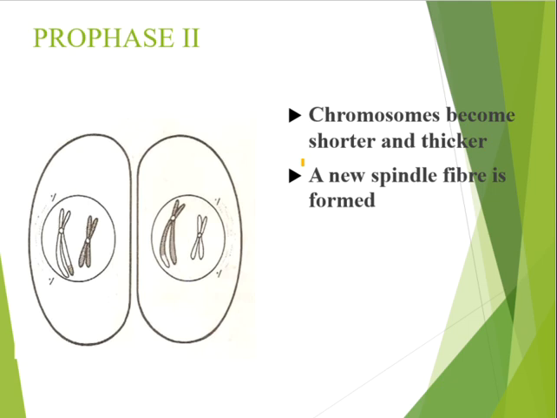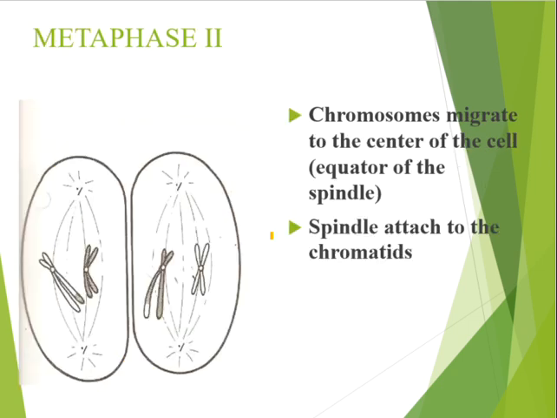First stage, we have prophase II. Chromosomes become shorter and thicker, and a new spindle fiber is formed. As you can see here, we have two daughter cells which were formed from meiosis I, and we're saying new spindle fibers are formed because the centrioles have moved to the opposite poles. Then metaphase II, chromosomes migrate to the center of the cell, and they are at the equator of the spindle fibers. As you can see, the equator, that is the center of the spindle fibers, and the spindle fibers are attached to the chromatids, as you can see.